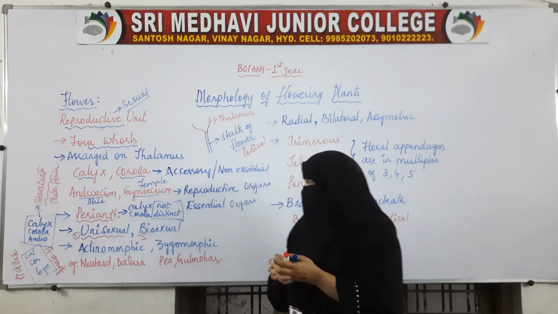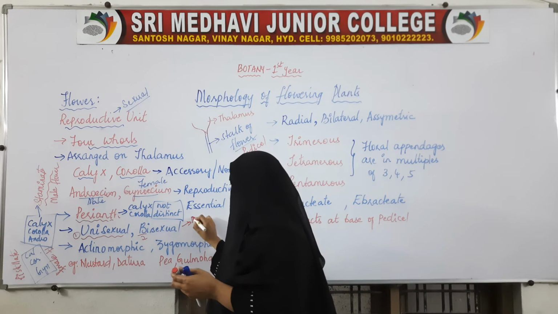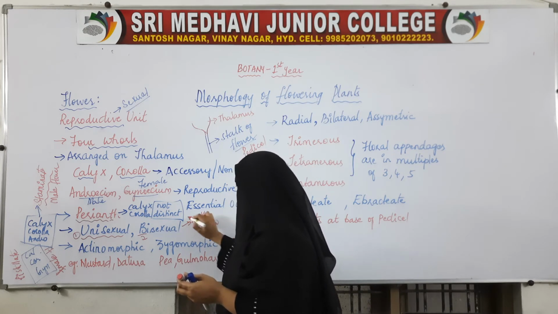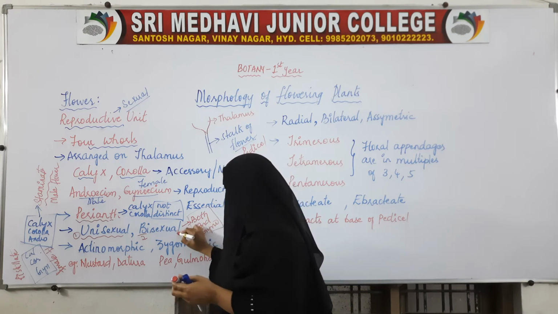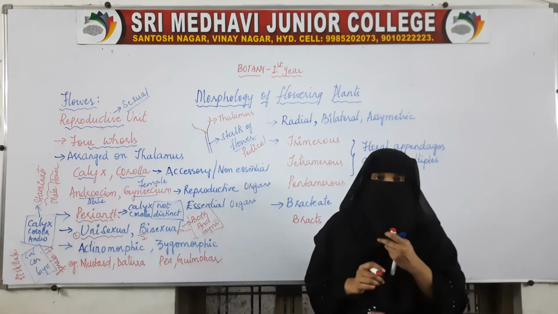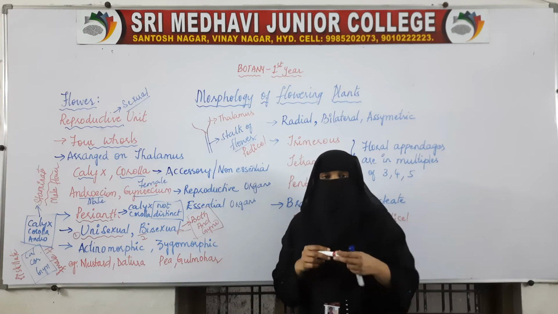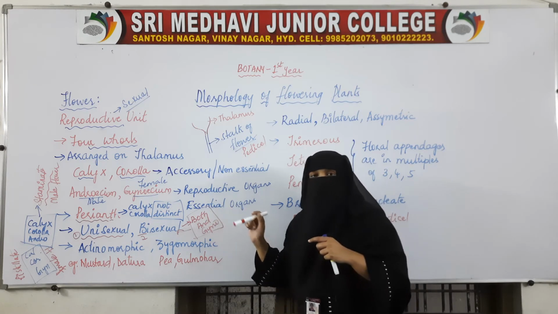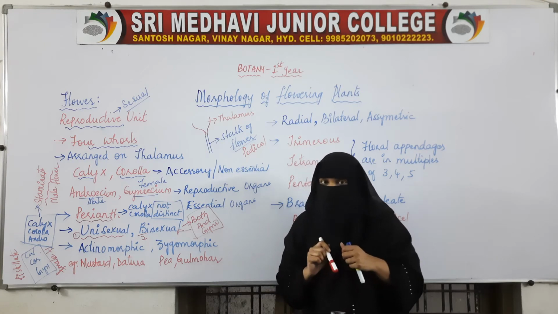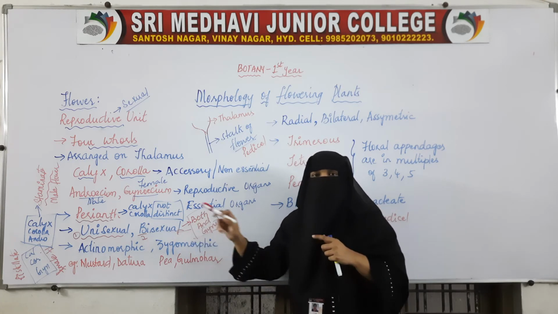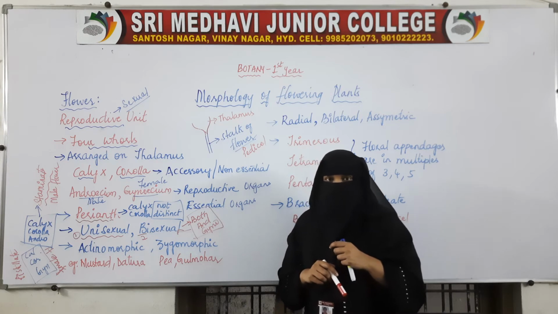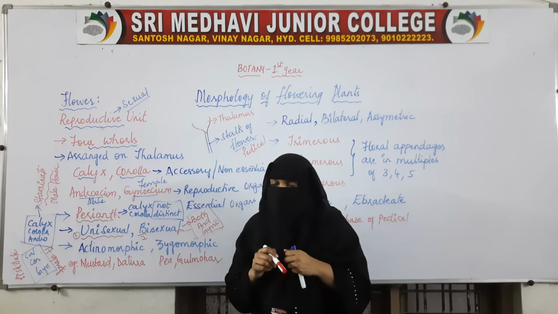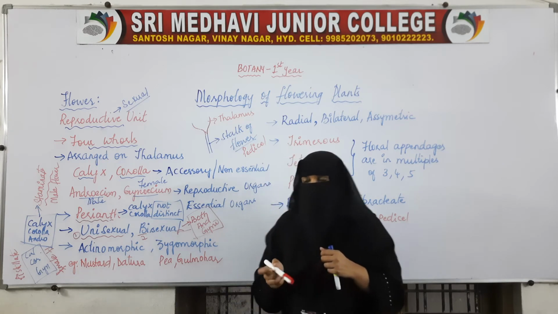The flowers which have both androecium and gynoecium are called bisexual flowers. The flowers where we find both the reproductive organs, both gynoecium and androecium, are present, then such a flower is called a bisexual flower. If only one is present, then it is unisexual.